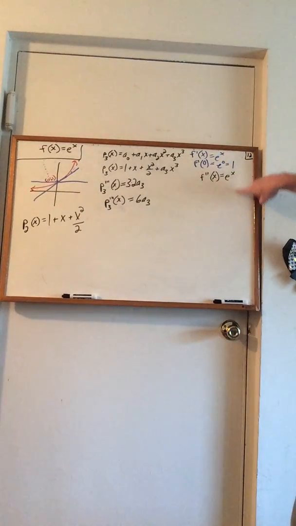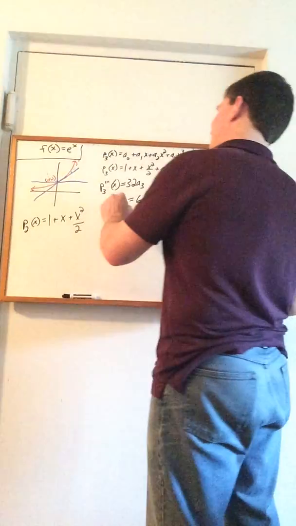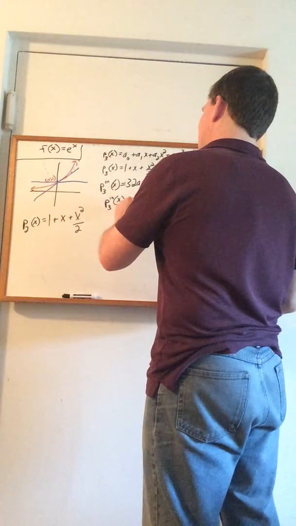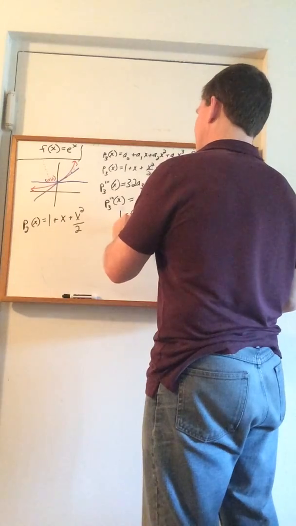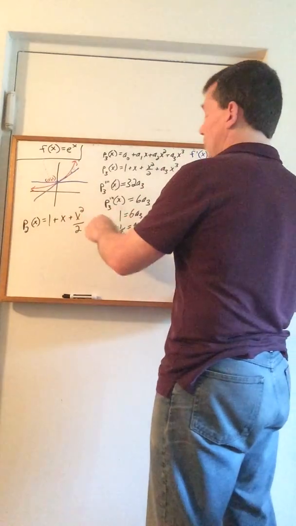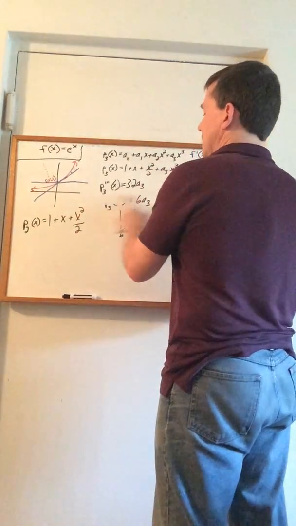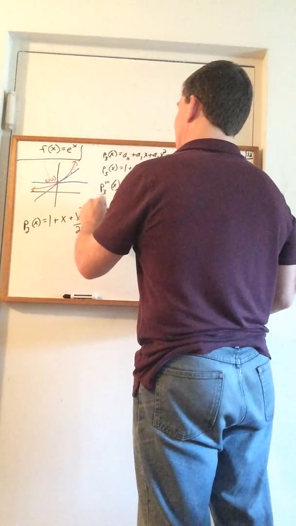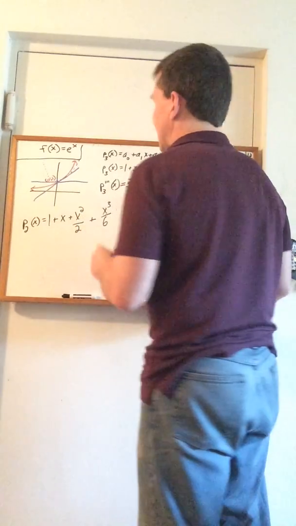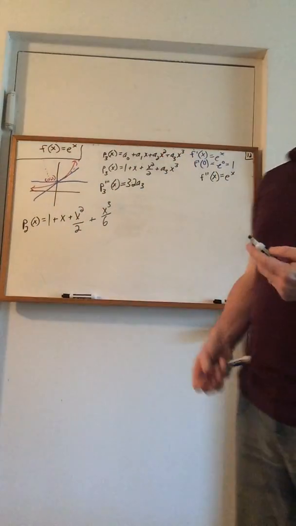I wanted to agree with this, which will be 1. And I get 1 equals 6a sub 3. So a sub 3 equals 1/6. And now over here, I can just erase this, and we'll get x cubed over 6 for my third term.